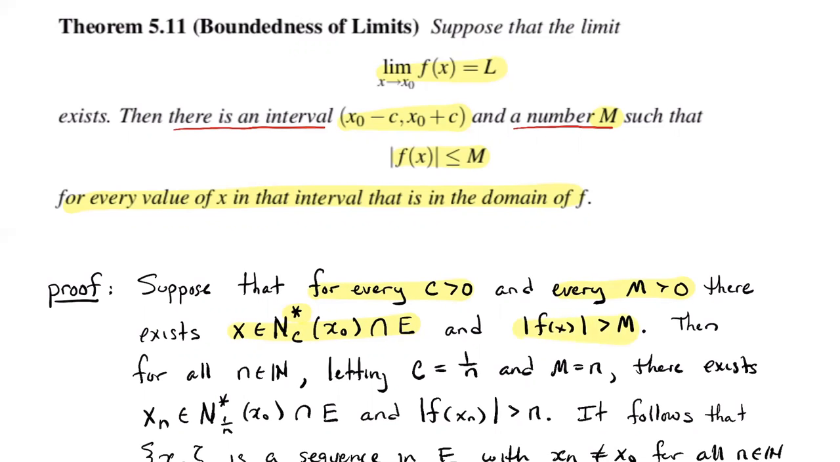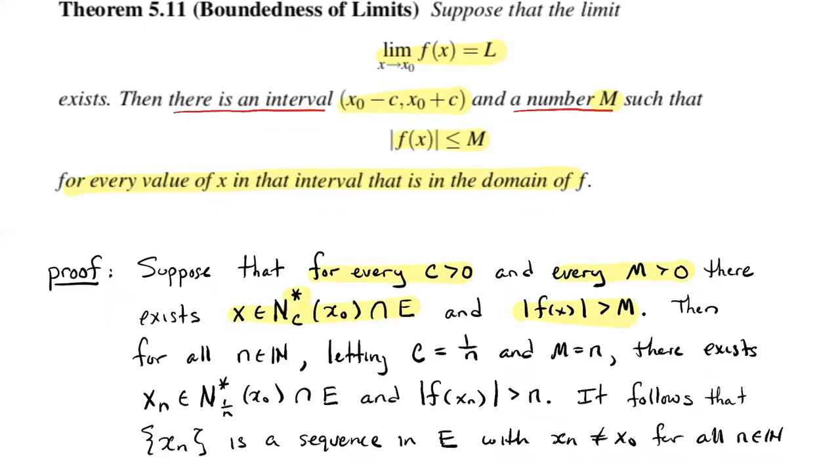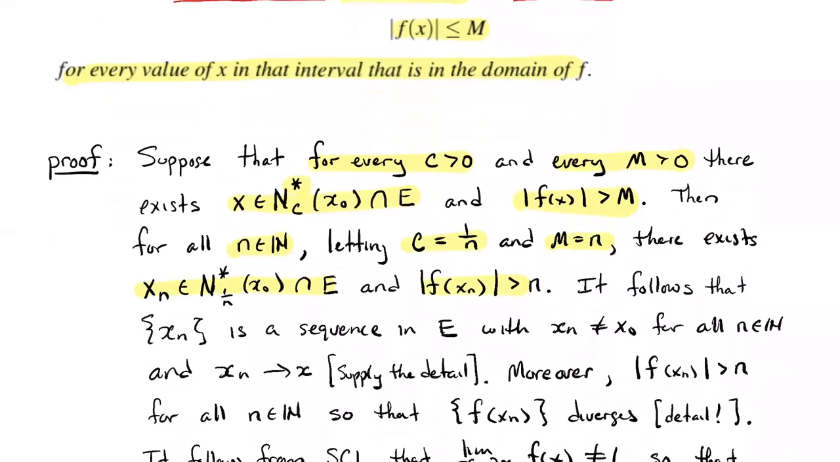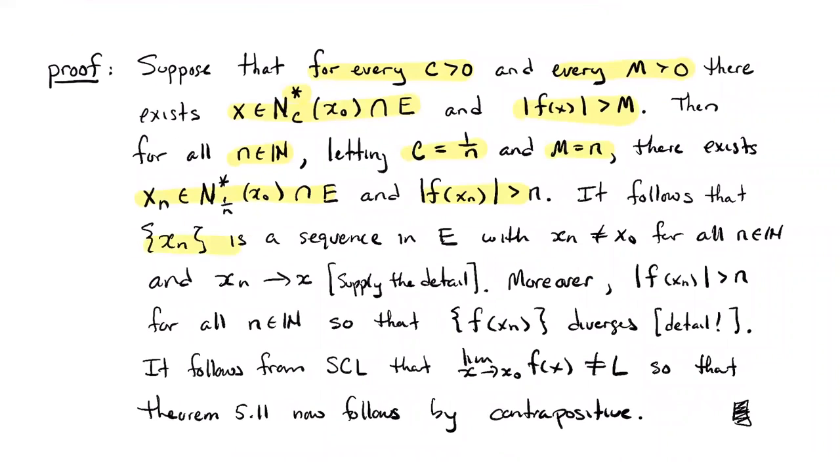All right. Well, then if I choose strategically, for any natural number n, if I take c to be 1 over n and the number m to be n itself, then I can always find some point, I'm going to call it x sub n because it depends on n, in the 1 over n radius deleted neighborhood of x0 and in E, the domain of this function, and its function value is bigger than n. So by construction, we've seen this construction several times now, so I'm not going to dwell on it. This is a sequence in E, none of whose terms are x0, and it converges to x0. You supply the details. It's in a 1 over n neighborhood for every n.